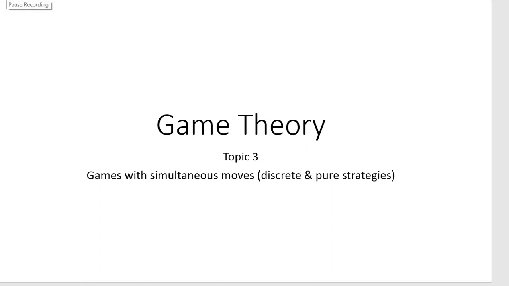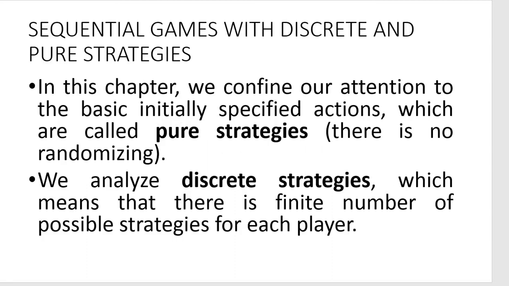Okay, hi. And the third topic to be discussed under game theory subject is games with simultaneous moves. And to be more precise, this time we're gonna concentrate only on pure strategies and discrete strategies. So pure strategy means that neither of the agents randomizes, in contrast to the games with mixed strategies. And discrete strategies means that there is a finite number of possible strategies. So they are not described in the continuous way as a function. Instead, we just have discrete strategies.